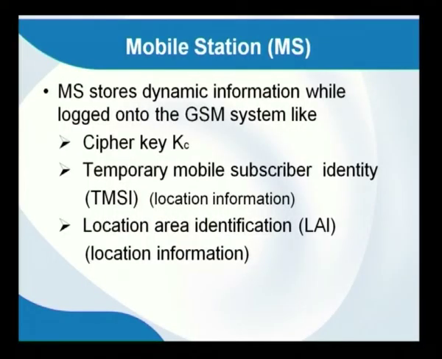These PIN numbers and PUC codes are used for implementing security. As we have already seen, the ciphering key is the key which is used for encryption purposes. For example, the GSM user may send some very secret information. That secret information should be encrypted so that hackers will not be able to retrieve it. So, the ciphering key, the temporary mobile subscriber identity number and the location area identification number are parts of the mobile system. At this point, we can stop our discussion and we will have a short break.